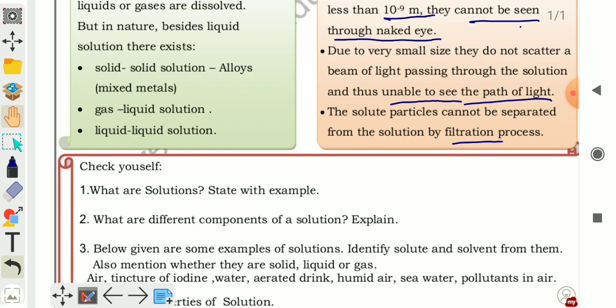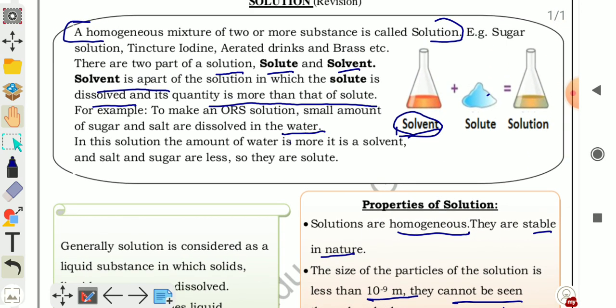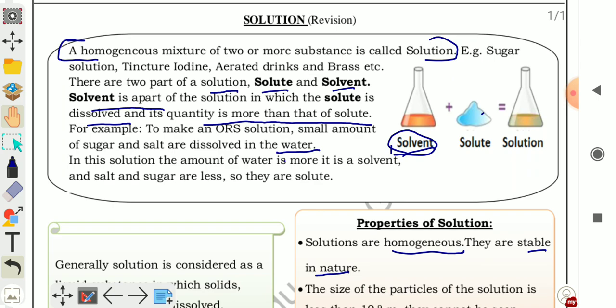There are two components of solution. First one is solvent and second one is solute. So what is a solvent? Solvent is a part of solution in which solute is dissolved and its quantity is more than the solute, or solute is present in less quantity than solvent.